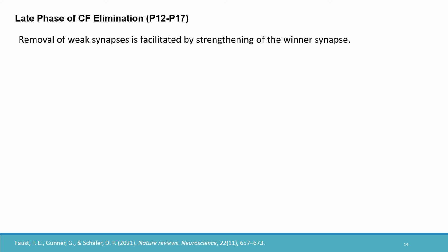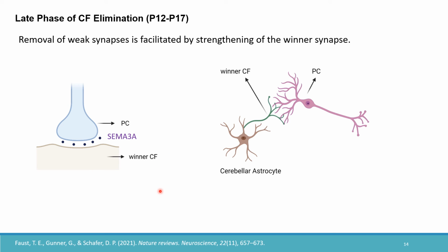Removal of weak synapses is also facilitated by further strengthening the winner CF. For example, the Purkinje cell can release semaphorin 3, which stabilizes and enables maturation of the winning fiber. Other cell types are also involved in this process. For example, cerebellar astrocytes, known as Bergmann glia, can wrap around the winning climbing fiber and strengthen it.